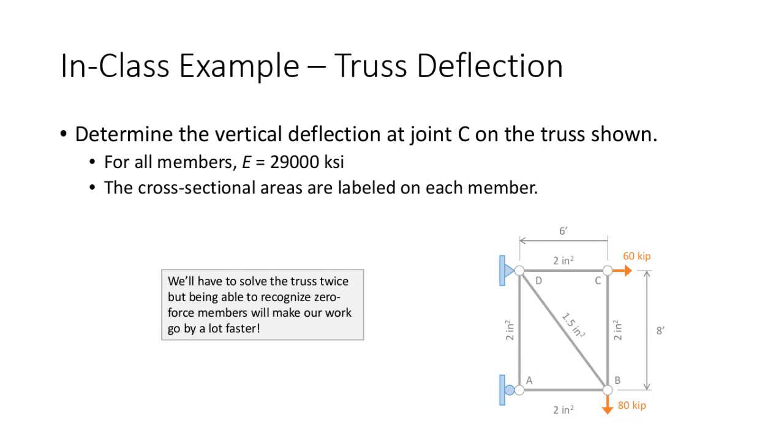So I have a truss. I want to determine the vertical deflection at joint C. Now, we're going to assume that each of these members have an E value of 29,000 KSI, which means they're made of steel. All the vertical and horizontal members have a cross-sectional area of 2 square inches, but the diagonal has an area of 1.5 square inches. So 5 members. Let's get right to it.